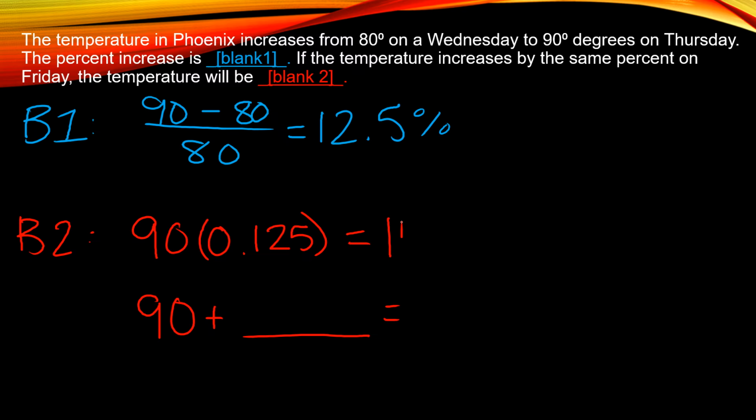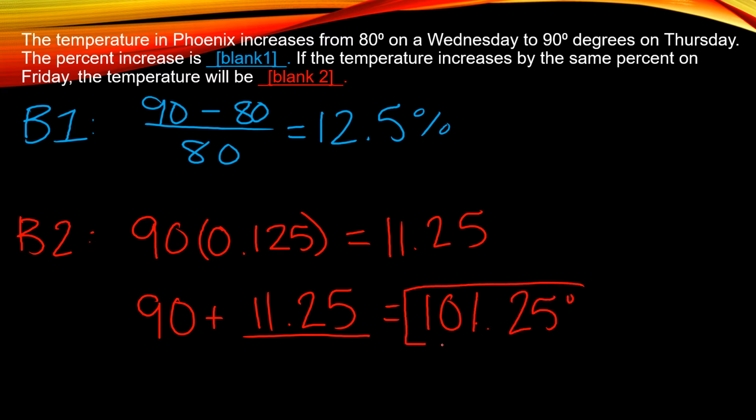So this is 11.25. I need to add how much my temperature is increasing to what it was the day before. When I add these two together, I get 101.25 degrees. And then don't forget this 12.5% is my increase from blank 1.